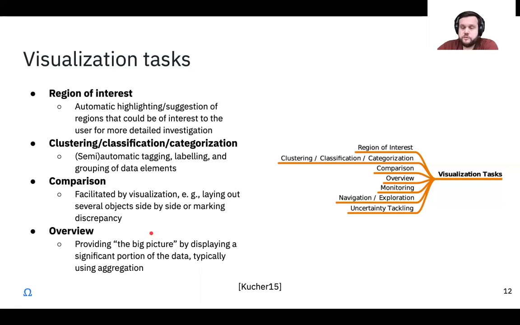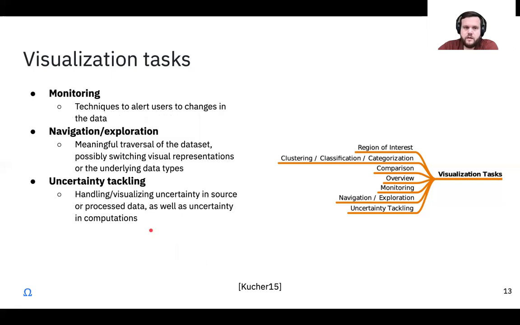Then we have overview. So that is providing the big picture by displaying a significant portion of the data, which is pretty much a synonym for aggregation. Then we have monitoring. So we are alerting users to changes in the data. Navigation exploration means that we need meaningful traversal of the data set, which will possibly involve switching visual representations of the underlying data types. So we might want to navigate to different parts of the collection. And explore is one of the key 7 interactions, if you recall that lecture.